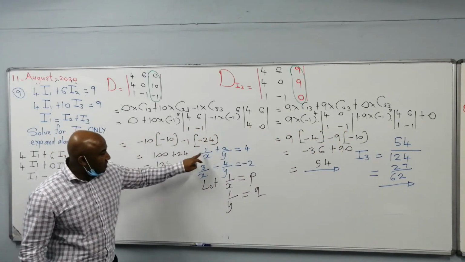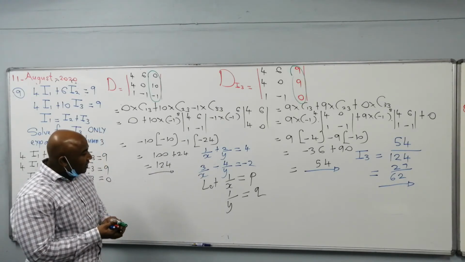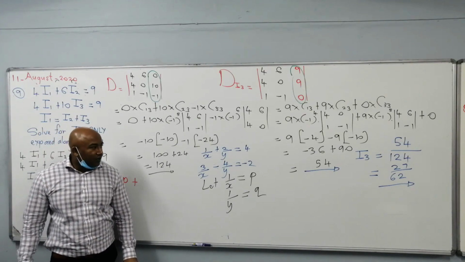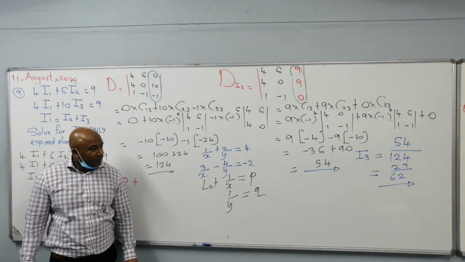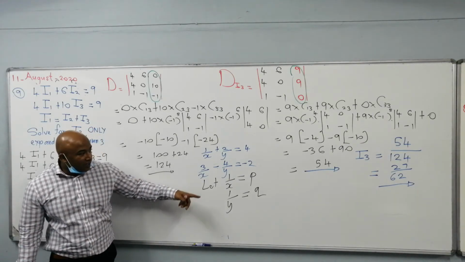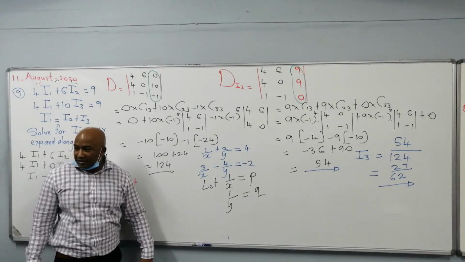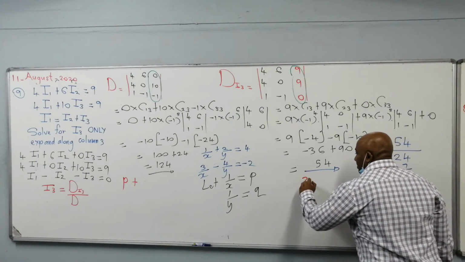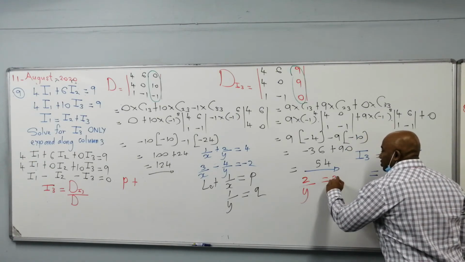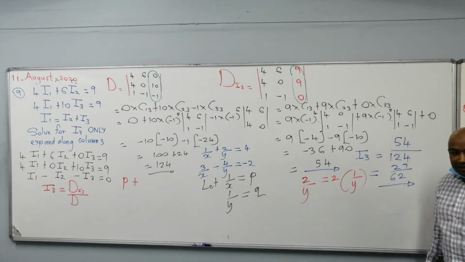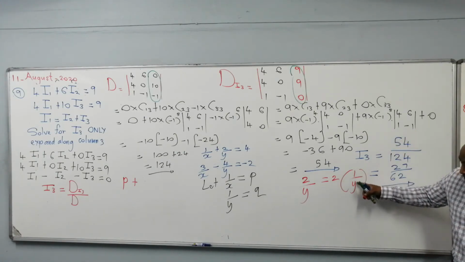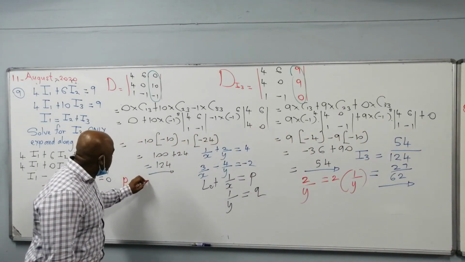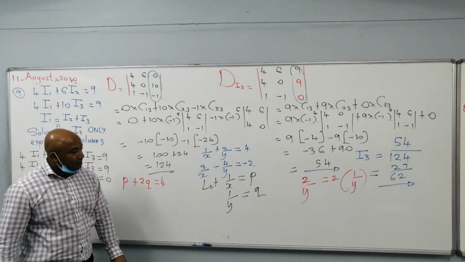So I can replace. I got my 1 over x there. I can write 1 over x as p plus 2 over y. What will 2 over y be? Because 1 over y is q. So that's why you need to understand a simple fraction here. 2 over y is the same as 2 multiplied by 1 over y. So what is 1 over y? It's q. So therefore 2 over y will be 2q is equal to 4.